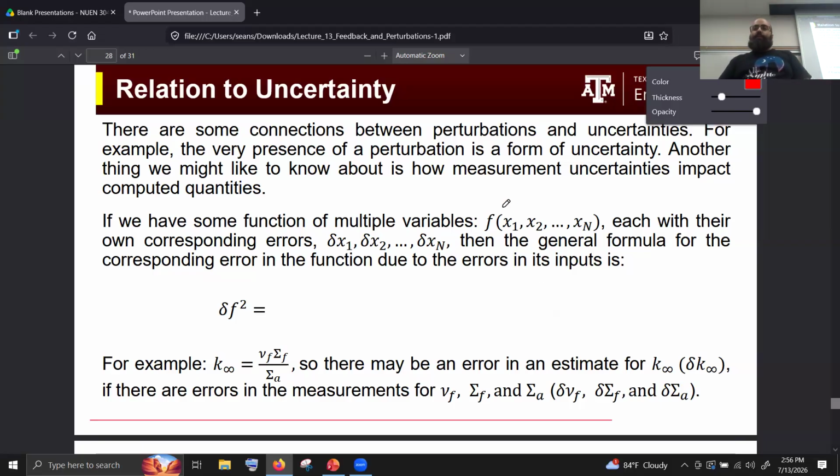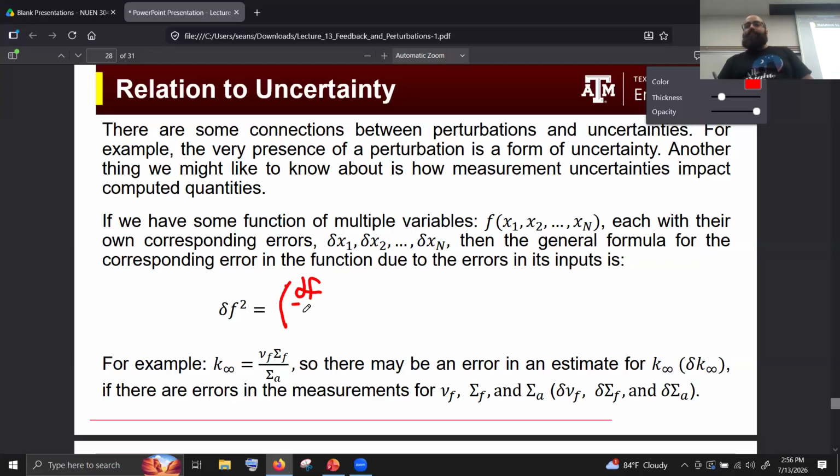So if we have some function f that's a function of multiple variables, x1, x2, all the way up to xn, and each of these inputs has their own errors, delta x1, delta x2, delta xn, then the formula for the uncertainty or the error in that original function is going to be a bunch of multiples of the derivatives of my function with respect to each quantity times the uncertainty in that quantity.